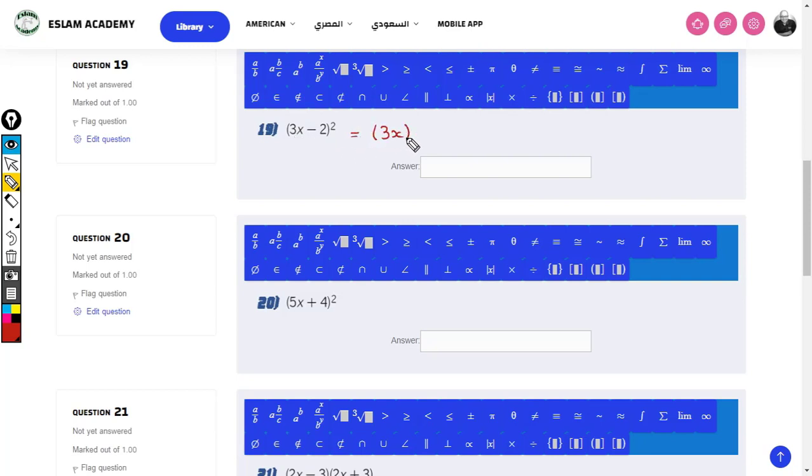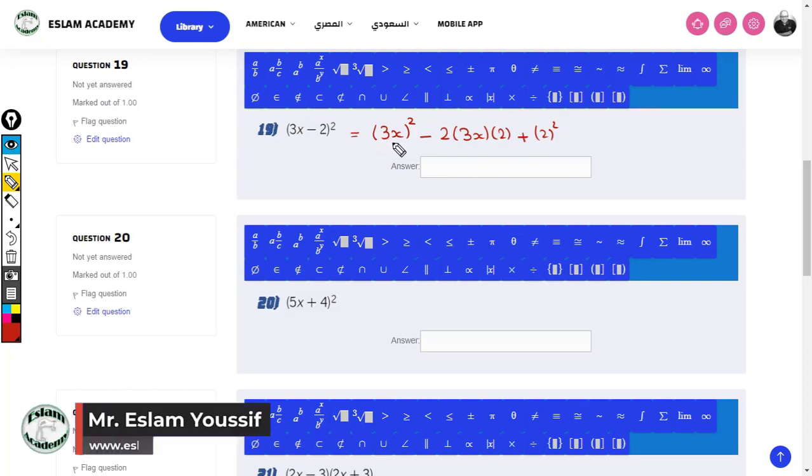So we have 3x to the power 2. Put the sign of the middle: 2 multiplied by the first multiplied by the second. Plus, in all of the questions, even if the sign here is plus or minus, the sign here will be positive: the second to the power 2. Now simplify. 3x to the power 2, which is 9x squared.